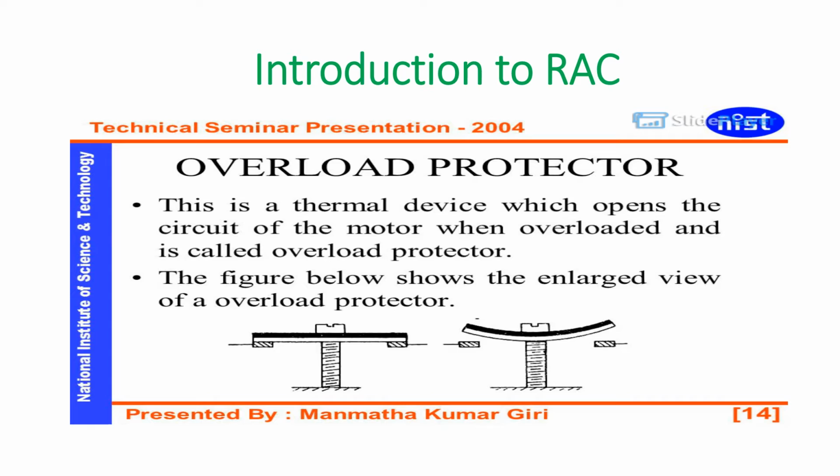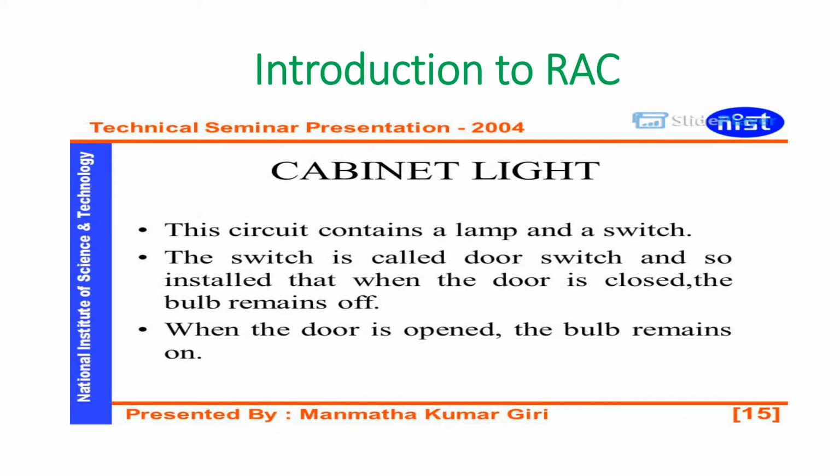Overload protector. This is a thermal device which opens the circuit of the motor when overloaded and is called overload protector. The figure below shows the enlarged view of the overload protector. Cabinet light. This circuit contains a lamp and a switch. The switch is called door switch and is so installed that when the door is closed, the bulb remains off. When the door is opened, the bulb remains on.